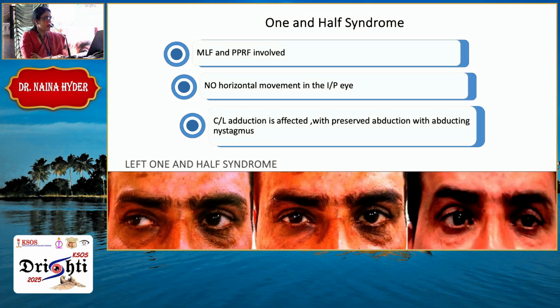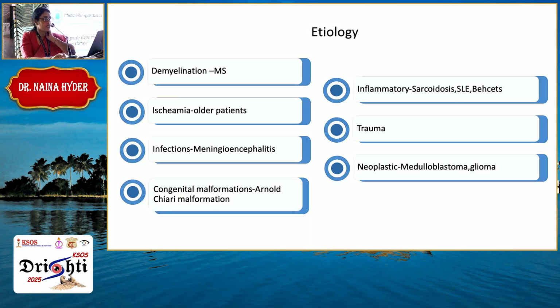The ipsilateral eye, you can see in the picture on the left side, when the patient is moving to the left side, the left eye is not moving at all. So you have the contralateral adduction affected, with preserved abduction and an abducting nystagmus. I don't have a video in this. And etiology coming to INO is demyelination. I think Dr. Bijoy would be showing us interesting films of this.